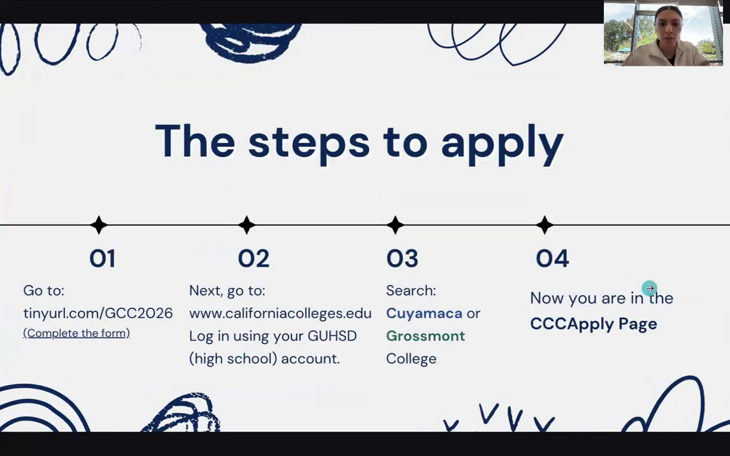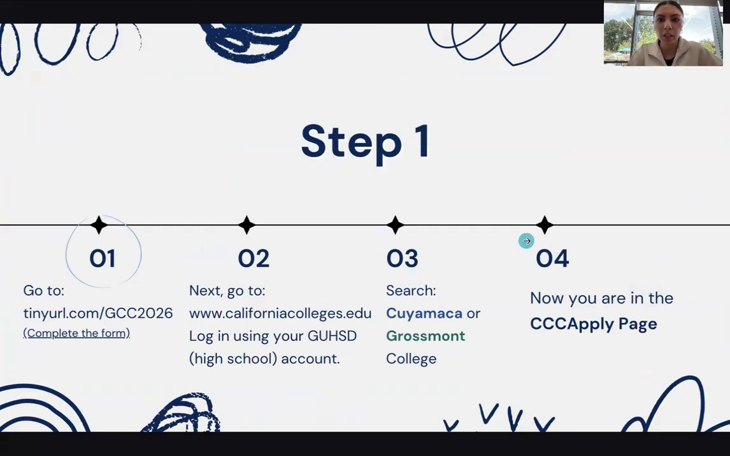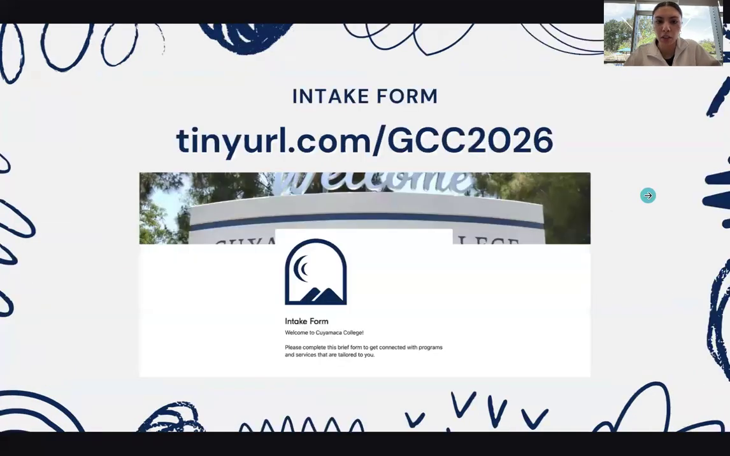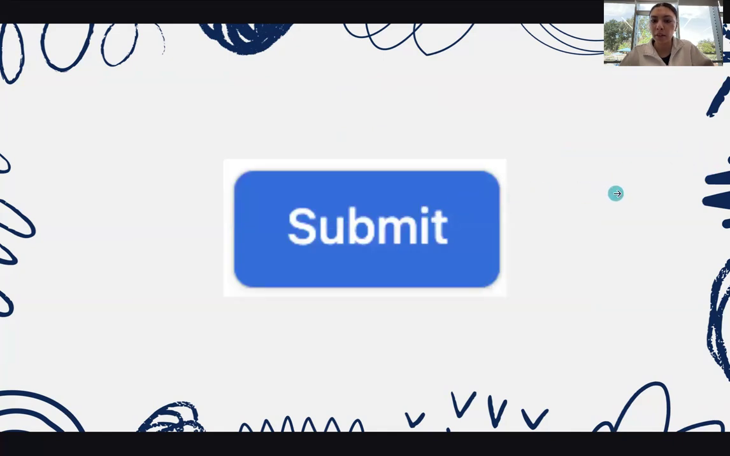We're going to start with step one. Step one, this one is you're going to tell us about yourself. So go to this website right here and just make sure you complete the form. This is what it should look like. This is the intake form. Just fill it out to the best of your ability. Use your personal email just so that we have a way of contacting you outside of school. And then click submit at the very bottom.